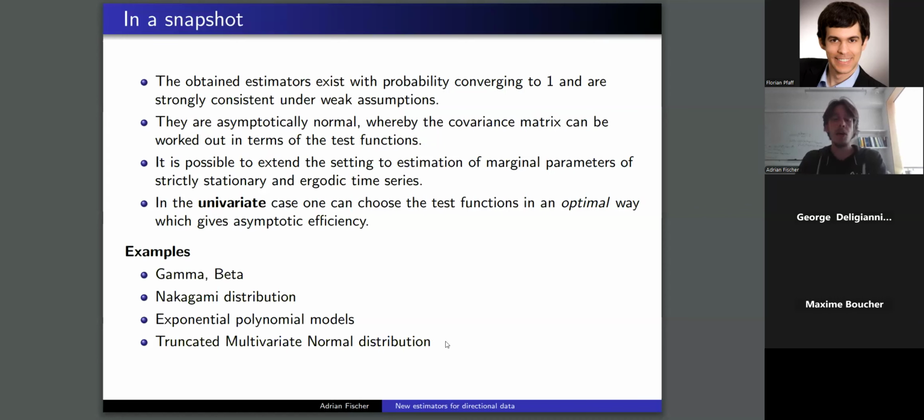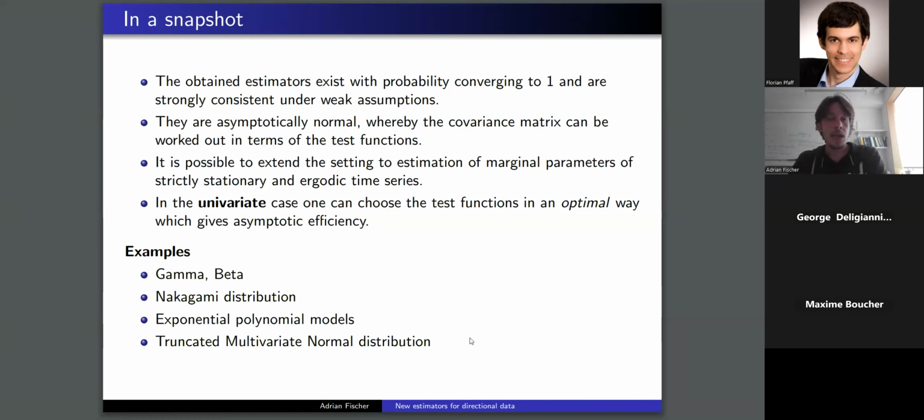And we also looked at truncated distributions. One example is a truncated multivariate normal distribution, where we also get explicit estimators for any piecewise smooth truncation domain. The nice thing with these truncated distributions is that usually the difficulty there is the normalizing constant, which just disappears in our case, right? So this works out quite well.